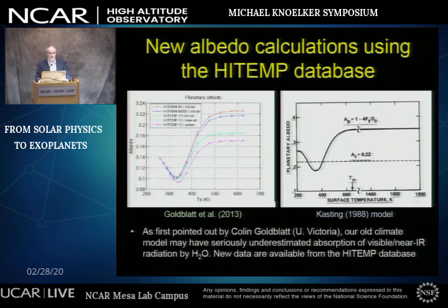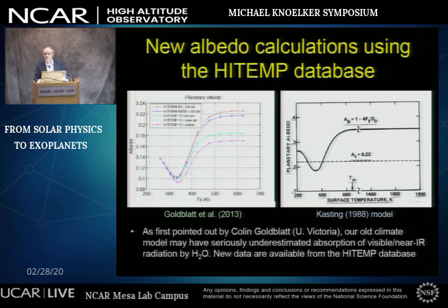Since then, the absorption coefficients have changed. This was something that was brought to my attention by a colleague, Colin Goldblatt, who's at the University of Victoria. Most of the climate models today, almost all of them, use what's called the HITRAN database. Where's Eric? This is what's in the NCAR models, right? HITRAN comes from the old AFGL tapes. It's a mixture of quantum mechanical calculations and a lot of laboratory observations, and it's very useful for doing Earth's climate. There's a new database called HITEMP.